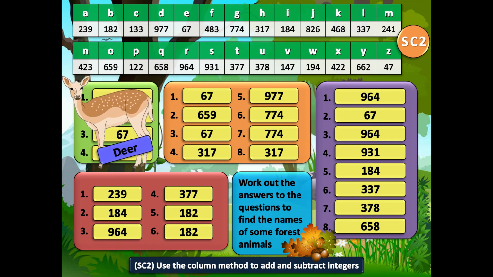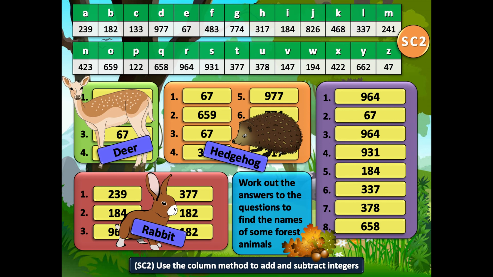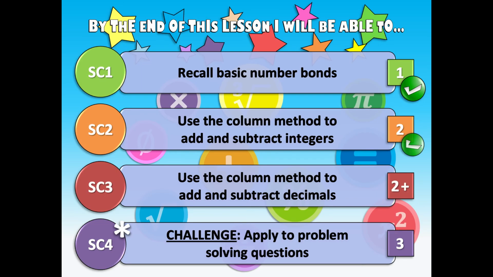The greens made deer. The ambers made hedgehog. The reds made rabbit. And the purples made squirrel. And now we've completed success criteria 2.